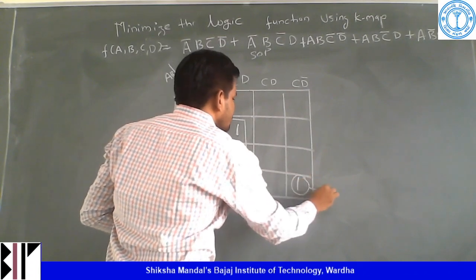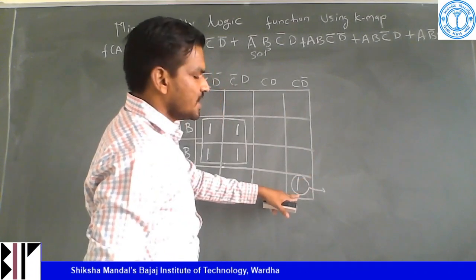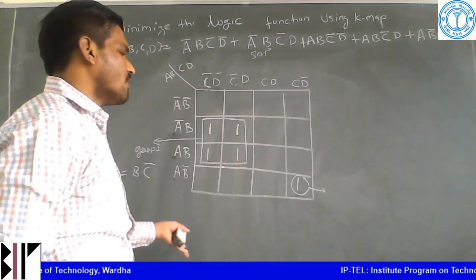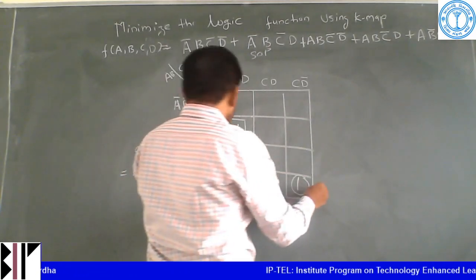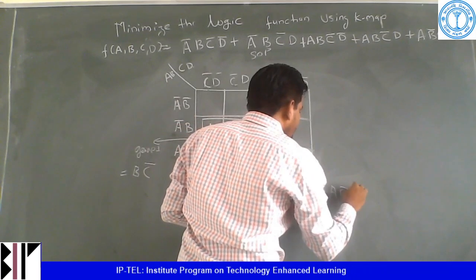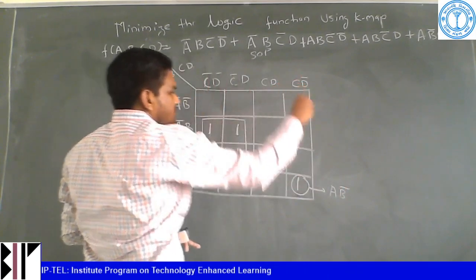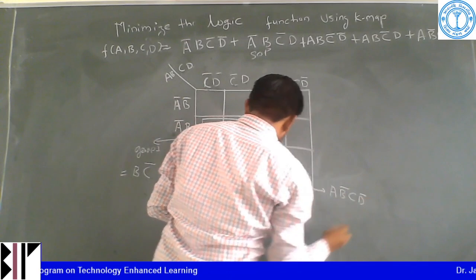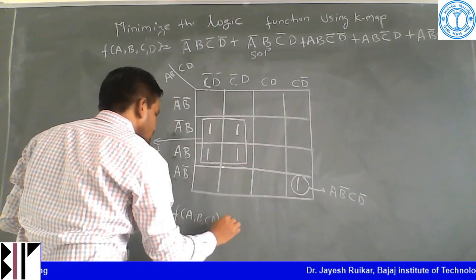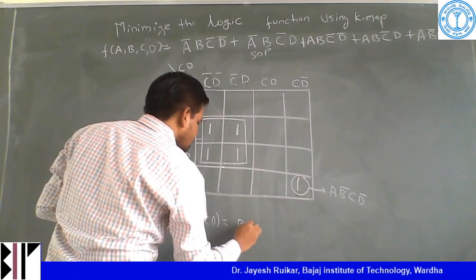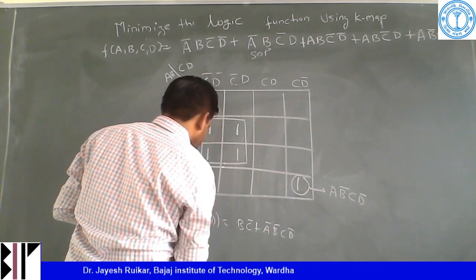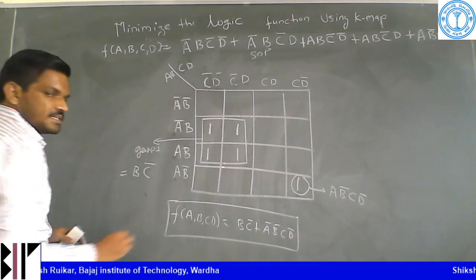Now this 1 is remaining. So I can circle this as a single one. There is no possibility of forming a pair or quad or octet. So the equation for this is A B bar, and from top side C D bar. So the minimum expression for this function A B C D is B C bar plus A bar B bar C D bar. This is the minimum expression.